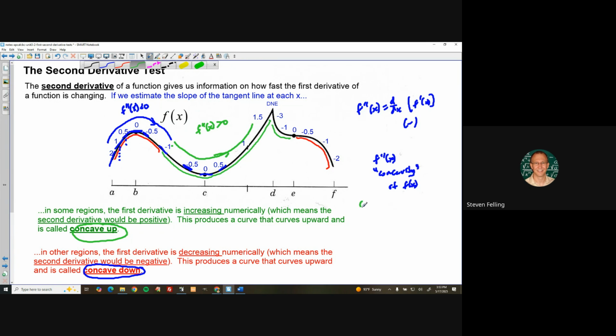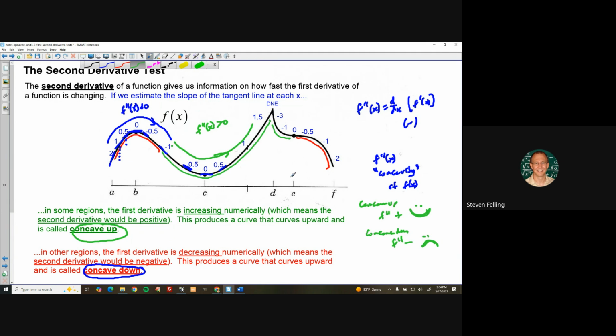To kind of keep it straight, you can think of it this way. Concave up, that's when the second derivative is positive. And positive things make us happy, right? That means that curving up is associated with the second derivative being positive. Concave down, when the second derivative is negative, is when the curve is down, and negative things make us unhappy. So, downward curving, second derivative negative. Upward curving, concave up, second derivative positive.